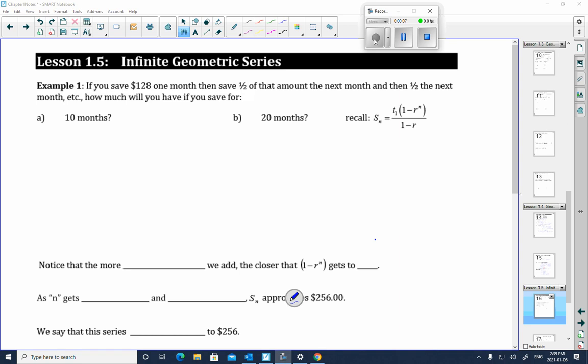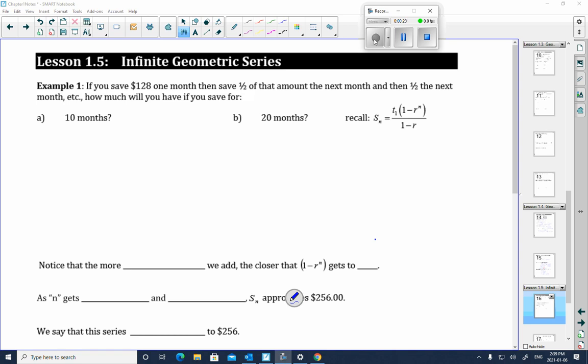1.5 infinite geometric series. So this is a geometric sum that goes on forever. In order to show you what happens, let's give you an example. If you save $128 one month, and then save half of that the next month, and then half of that the next month after that, how much would you have saved after 10 months?